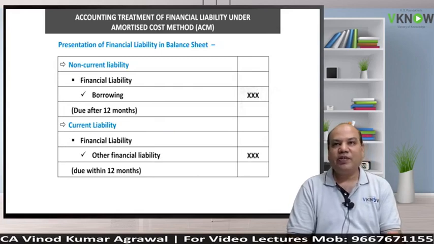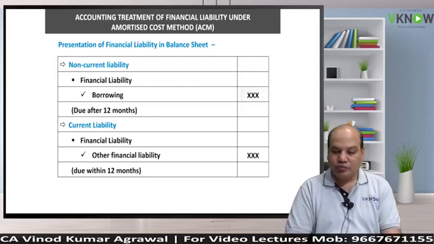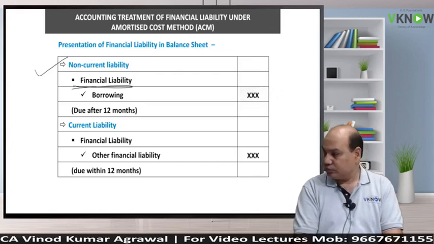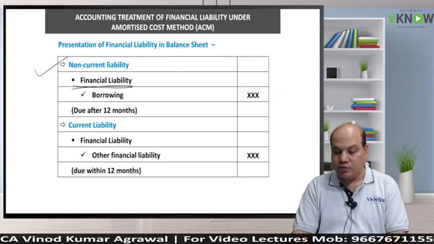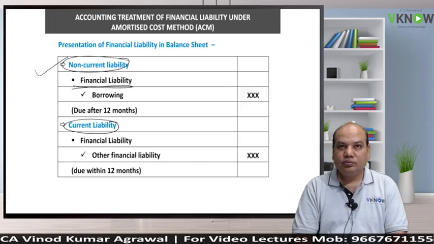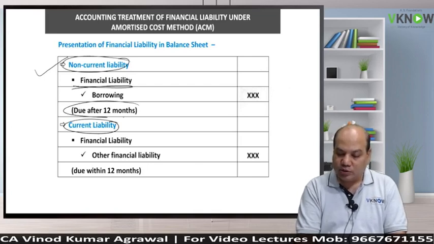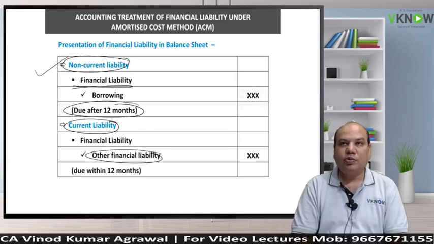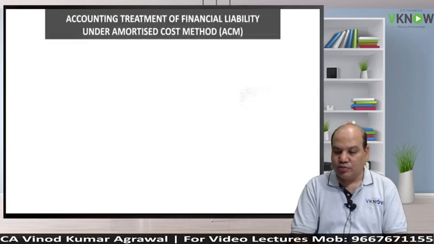Now comes the presentation part in the balance sheet. In the balance sheet, the liability portion will be split into non-current liability and current liability. That portion which is due after 12 months is non-current liability, and that portion which is due within 12 months from the reporting date will be shown as current liability. That also I am going to show you in one problem.